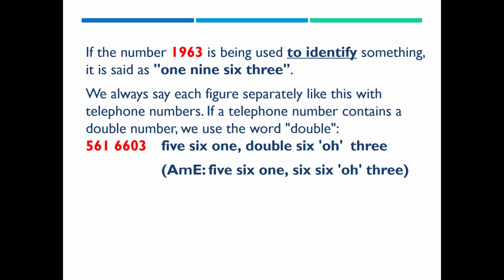And then for phone numbers, we don't say the whole number at once. Instead, we say each digit one by one. For example, if the phone number is 561-6603, we say five six one, six six oh three. If there are two numbers that are the same, like here, we say double six. Also, we say "oh" instead of zero in phone numbers.